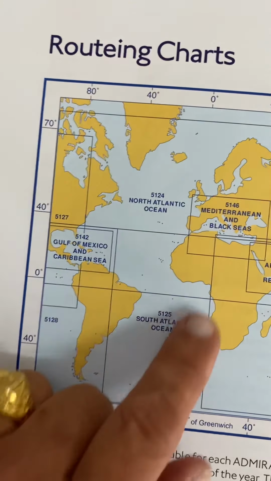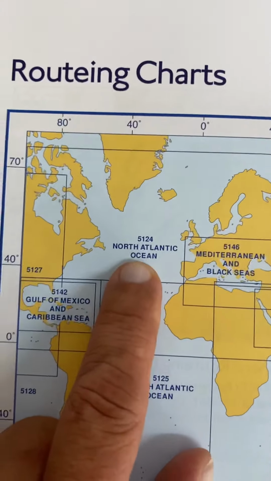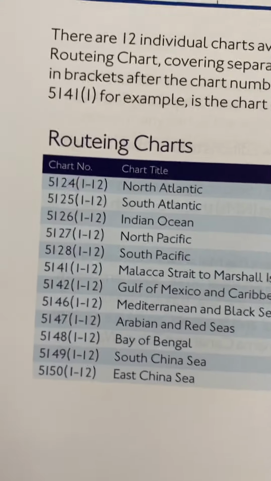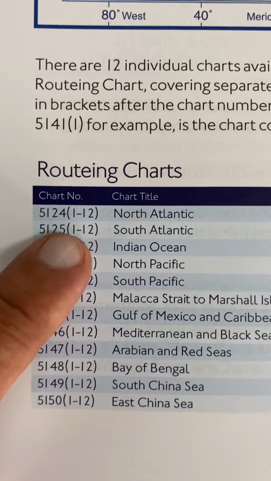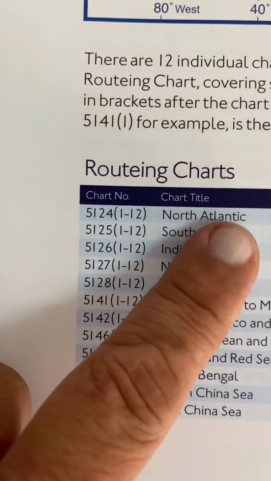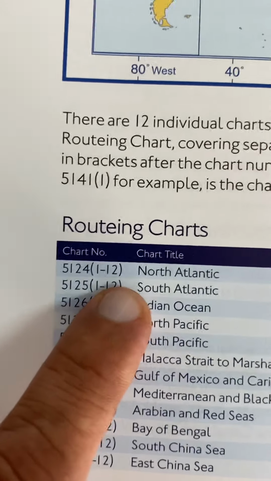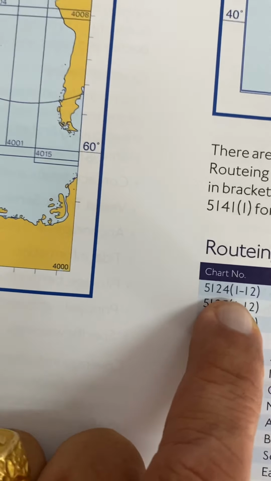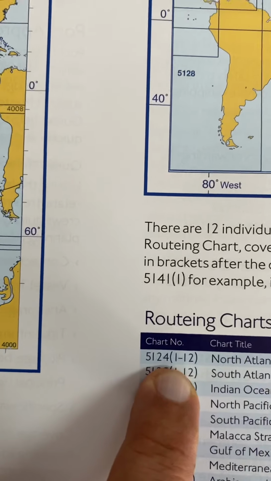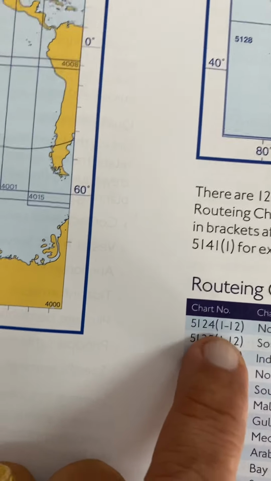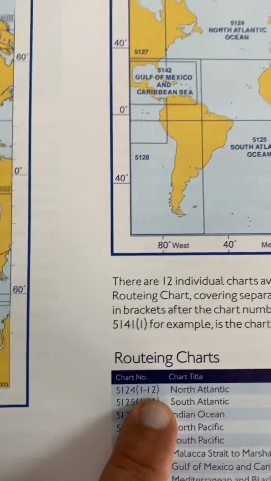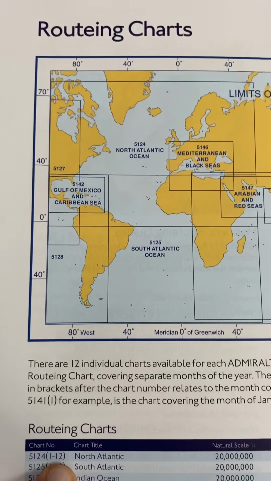If you're going to the North Atlantic Ocean, you need to get this chart 5124. It has the number of the chart and description also at the bottom. For the routing charts, you have also 5124. But in the North Atlantic, you see numbers 1 to 12. It means that 5124 has different months, from January to December. So you need to select the specific month you are traveling or making the passage.